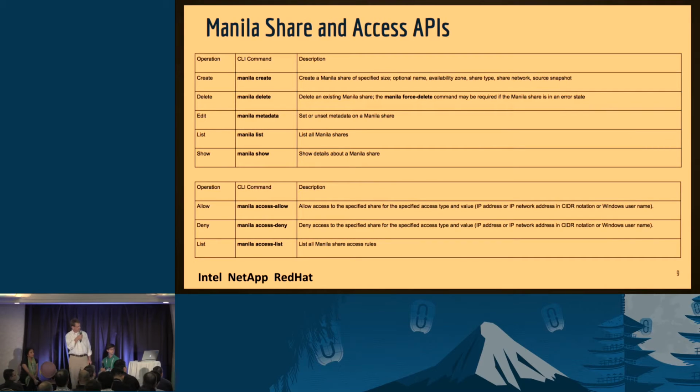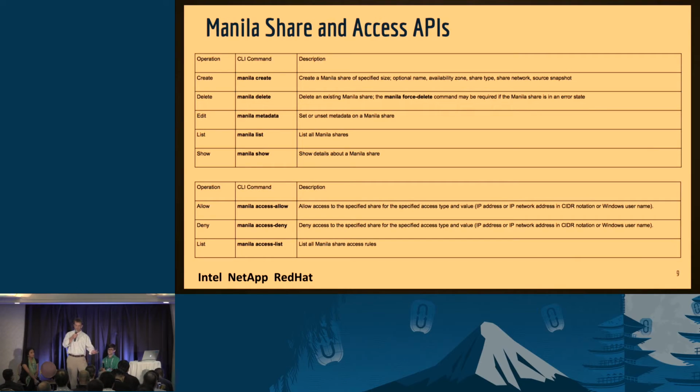And I just want to highlight a couple of the APIs here. These are the ones most relevant to a provisioning scenario within Manila and Sahara. The first one would be the Manila create operation. So, for example, I'll talk about the NetApp driver.